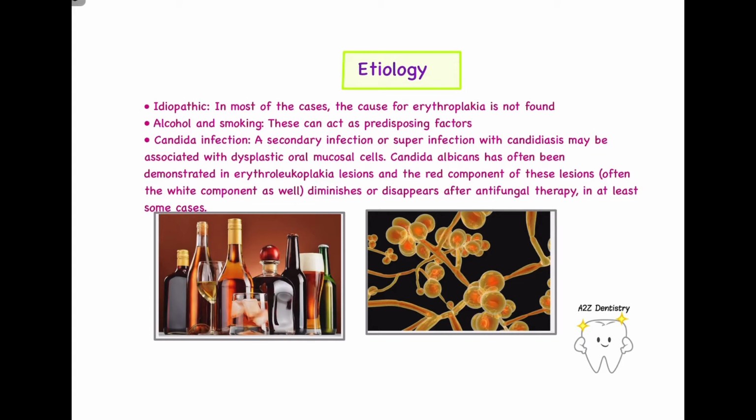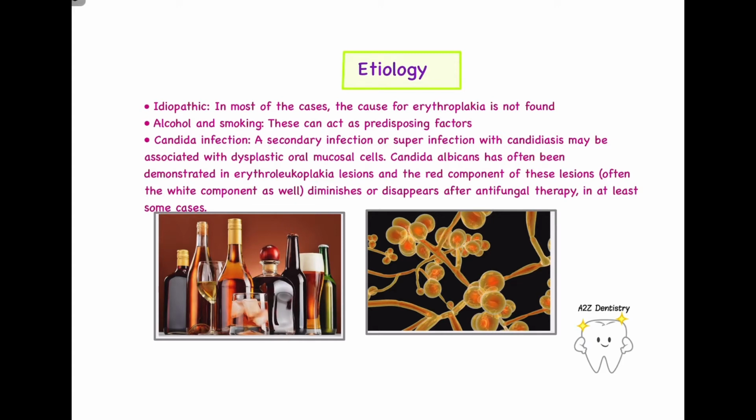Now these can act as predisposing factors, right? And especially smoking might serve as an adjuvant along with alcohol to increase the chances of development of erythroplakia. The third etiological factor is candida infection.